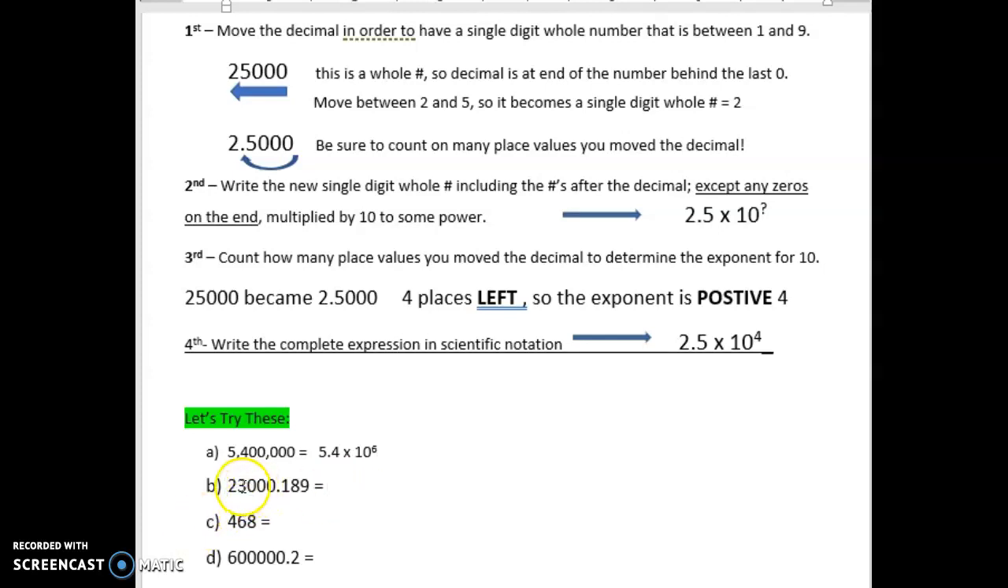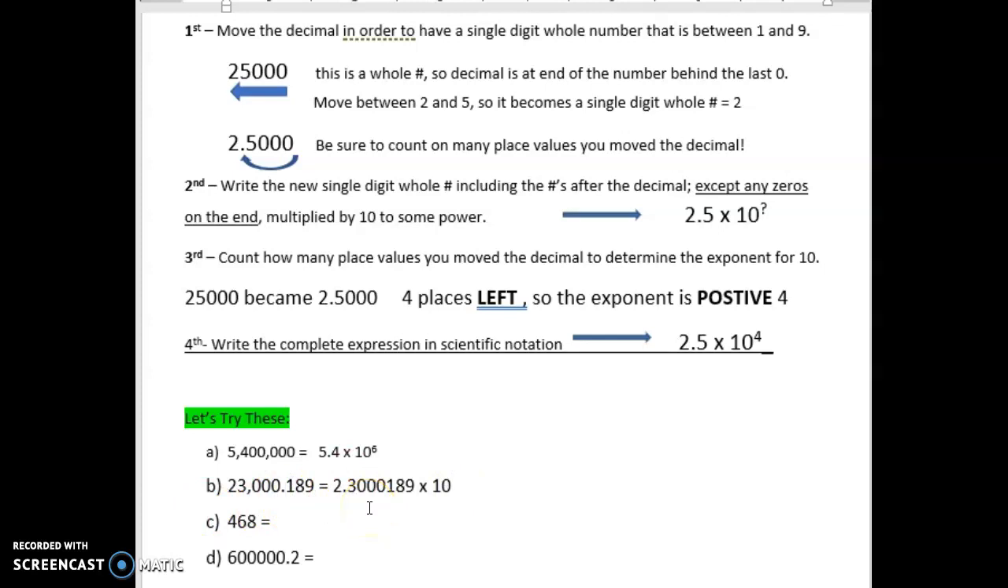So now we have 23,000,189 (as shown). So I need to move that number to become a single digit whole number, meaning the decimal has to move between the 2 and the 3. Now notice we have these 0 placeholders, and they're important because I still have these numbers 1, 8, and 9 in this number. So now I have that single digit whole number 2, point all of those extra numbers, times 10 to a certain power.